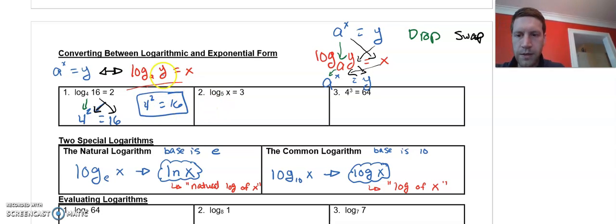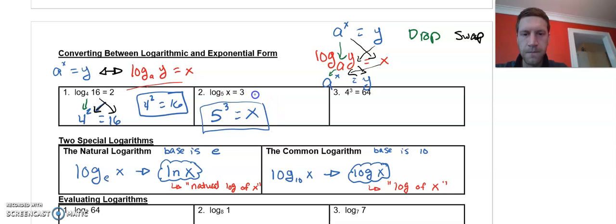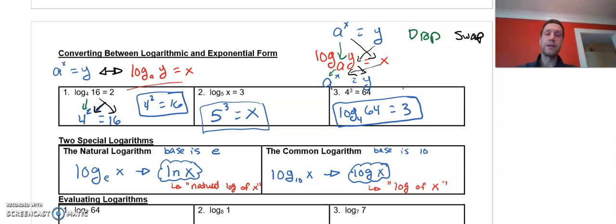Okay. I'll stop with the green and black sketches, but this would be, let's see, drop my 5, swap my 3 and my x. So 5 to the third is equal to x. All right, last one, log, drop my 4, swap my 64 and 3. So I would literally just practice that. You can come up with any log or any exponential and just practice converting to and from. It doesn't have to be even a true statement, but just so you get used to where those are going.